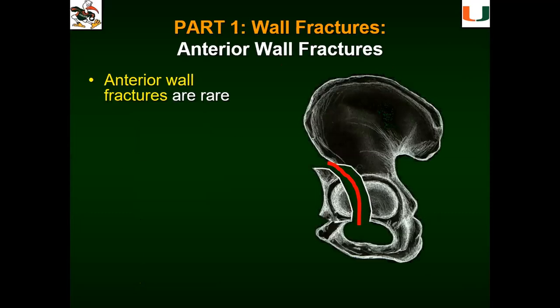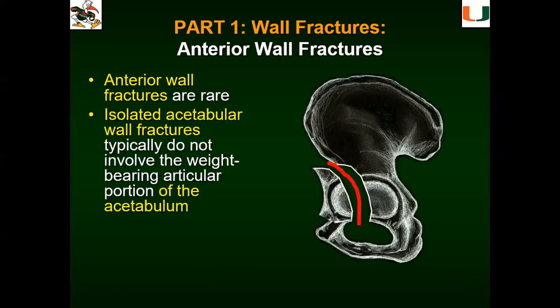So let's start off with the wall fractures, and let's start off with the rarest, probably the isolated anterior wall fracture. They usually do not involve the weight-bearing articular portion of the acetabulum. And if they're isolated to the anterior of the acetabulum and there is no significant impingement of the overlying femoral neurovascular bundle, oftentimes these will not be surgically addressed.